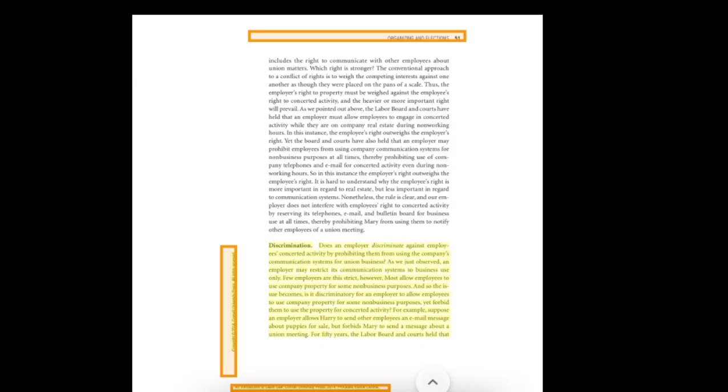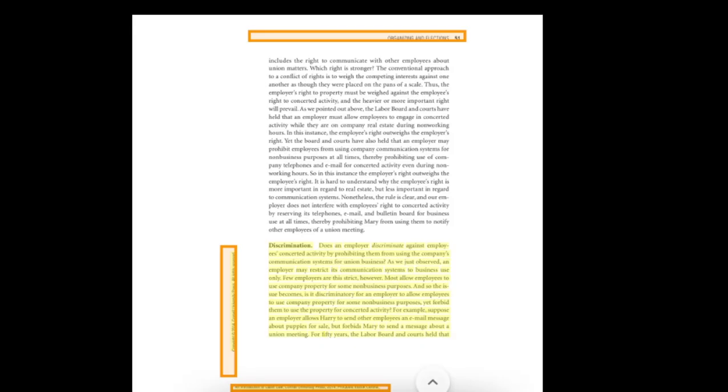As we just observed, an employer may restrict its communication systems to business use only. Few employers are this strict, however. Most allow employees to use company property for some non-business purposes. And so the issue becomes, is it discriminatory for an employer to allow employees to use company property for some non-business purposes, yet forbid them to use the property for concerted activity?